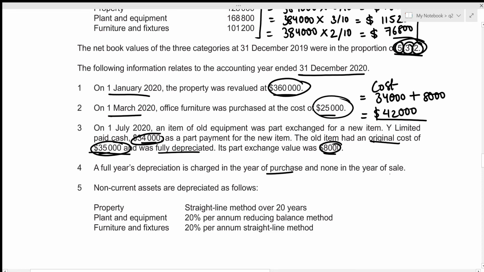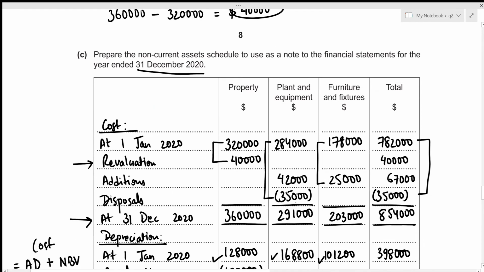So whatever assets we dispose of, we do not need to charge its depreciation, but we need to charge a full year's depreciation for any new additions. Now we'll start with property, and property is being depreciated over 20 years under the straight line method. All right, and we can also see that our value for property is 360,000.